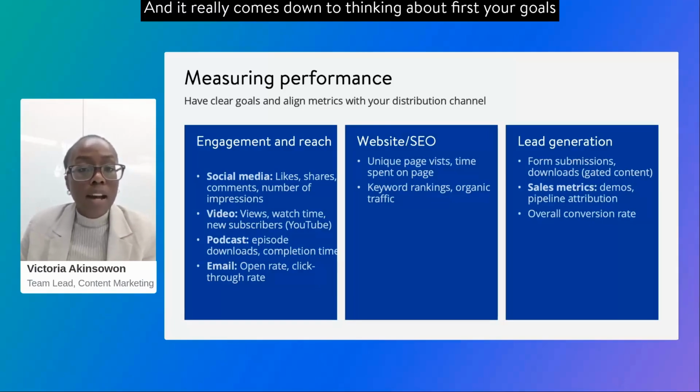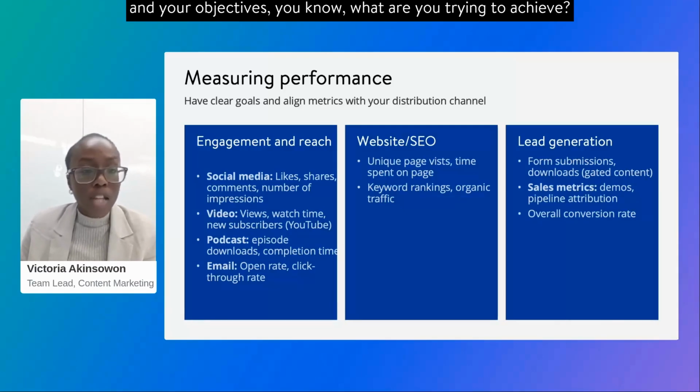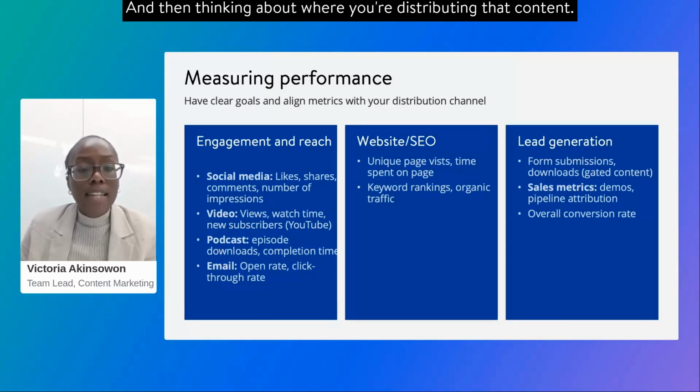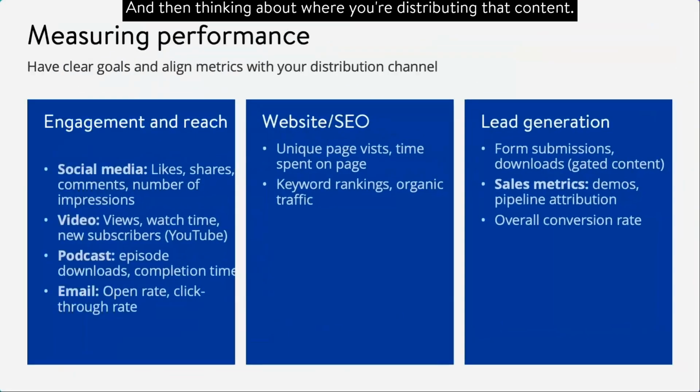And it really comes down to thinking about first your goals and your objectives. What are you trying to achieve? And then thinking about where you're distributing that content and what the key metrics are to think about. So if your goal is to increase social media engagement, for example, then what you'll be measuring will be very specific. It'll be things like how many shares you got or what the reach was through the number of impressions.